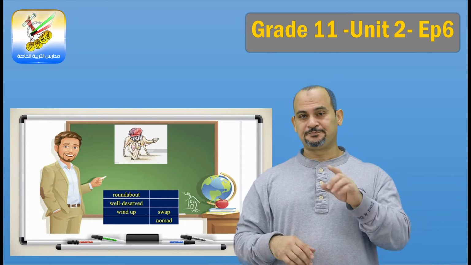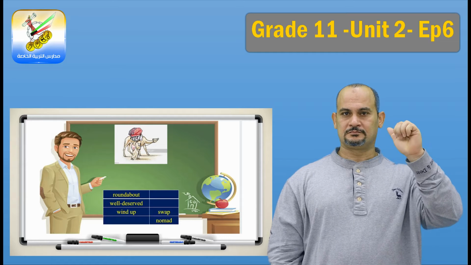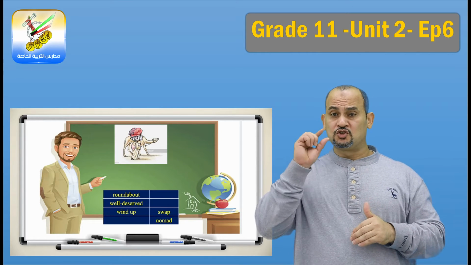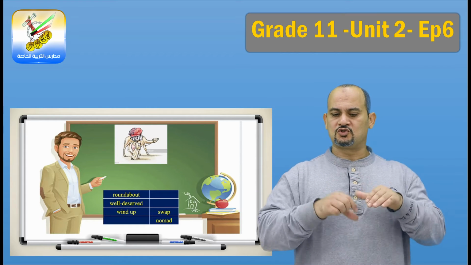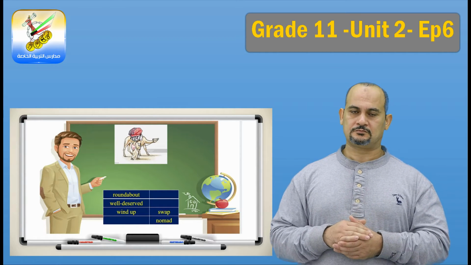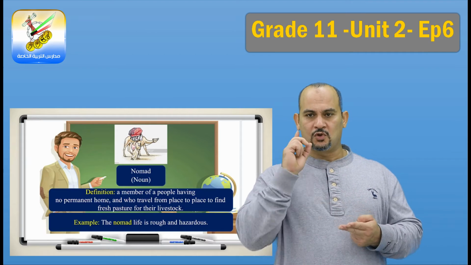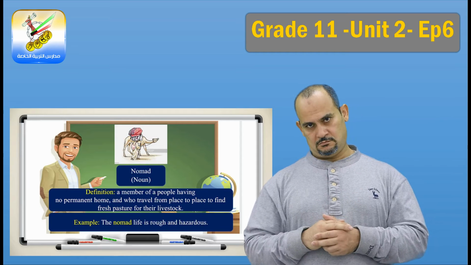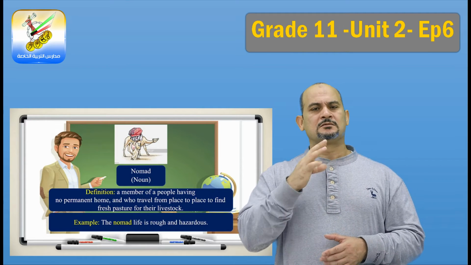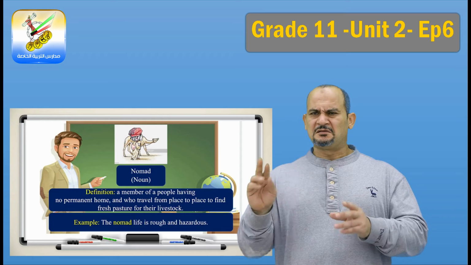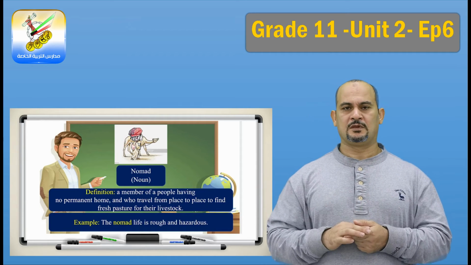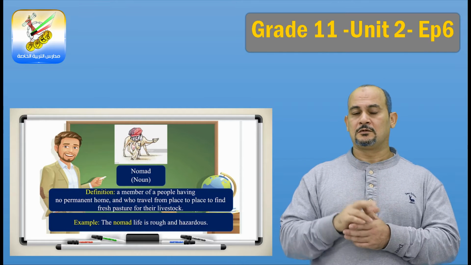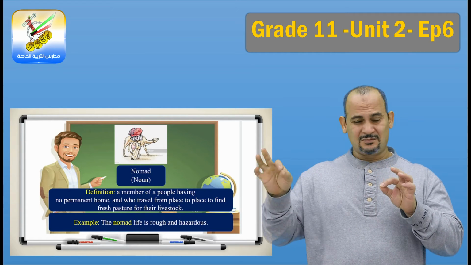We have 5 more words, and we can see a man traveling from one place to another. We call them a traveler who doesn't settle down, who moves from one place to another. So can you try to guess? He's a nomad. It means a member of a people having no permanent home and who travel from one place to another to find fresh pasture for their livestock. For example, the nomad life is rough and hazardous. It's very rough. The nomad life, the life of the man who travels from one place to another. So a nomad is the traveler from one place to another.